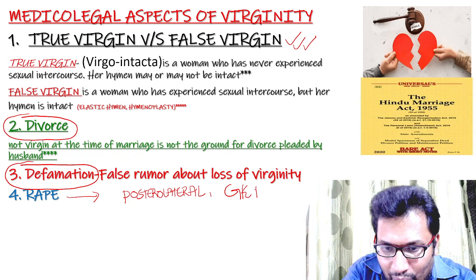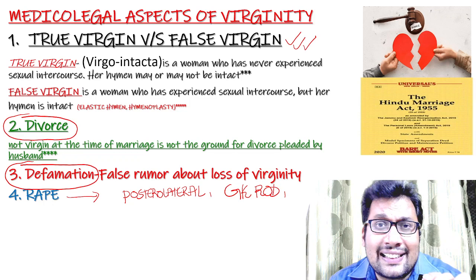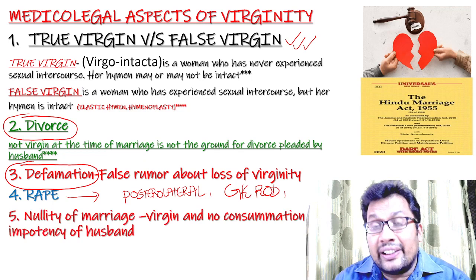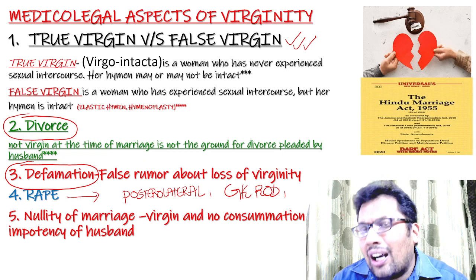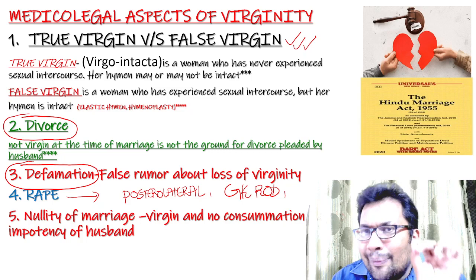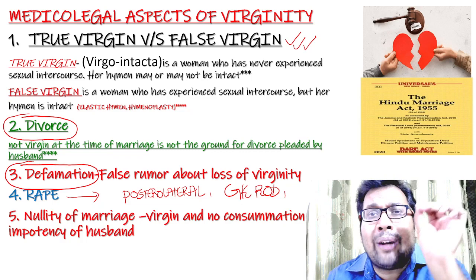And there is one more MCQ. When there is digital penetration, the most common site of hymen tear is anterior. And lastly, nullity of marriage is a medico-legal importance. When the wife is a virgin and there is no consummation of marriage due to impotency of the husband, that can be a ground for divorce according to Section 12 of the Hindu Marriage Act 1955.